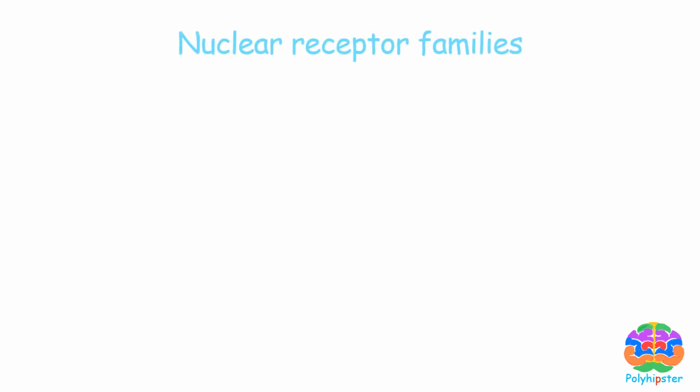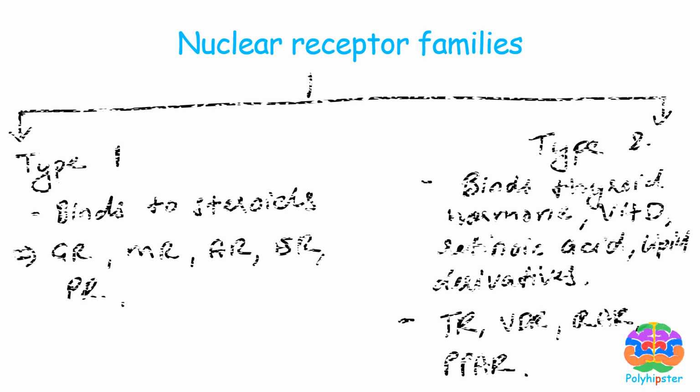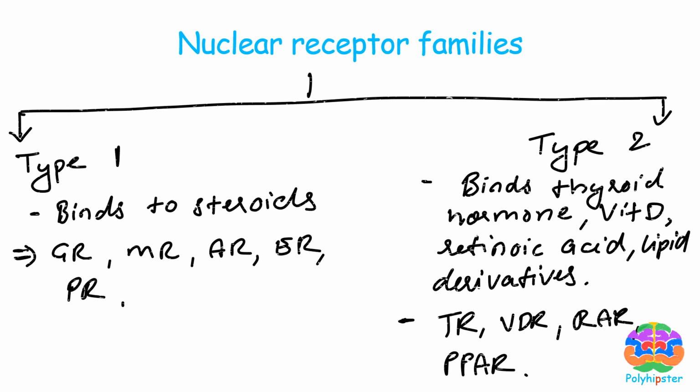Now let's come to the nuclear receptor, which is an intracellular receptor. Nuclear receptors can be further classified into type 1 and type 2 nuclear receptors. The type 1 nuclear receptors bind to the steroid hormones, whereas type 2 bind to thyroid hormone, vitamin D, retinoic acid, and lipid derivatives.